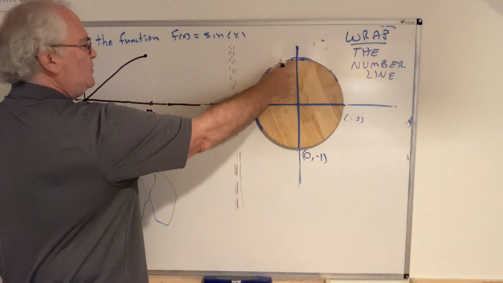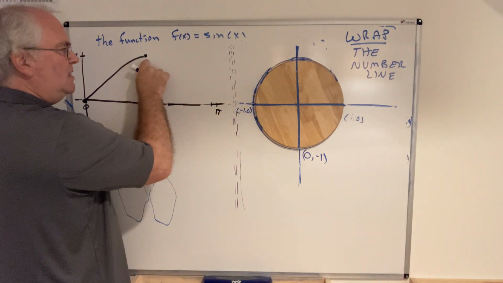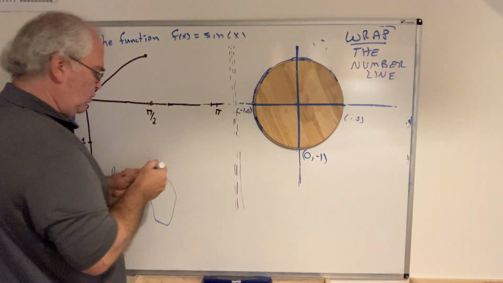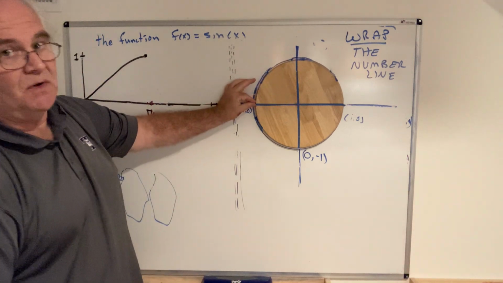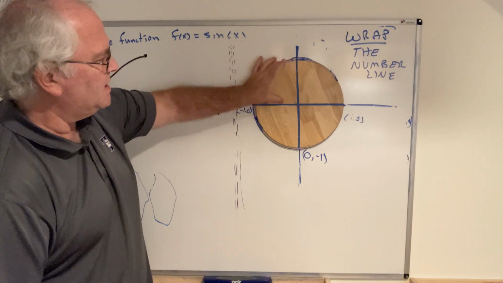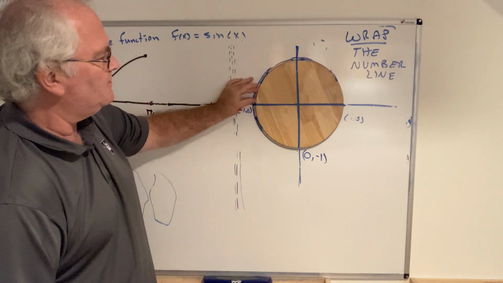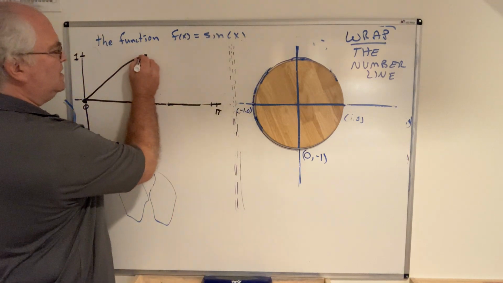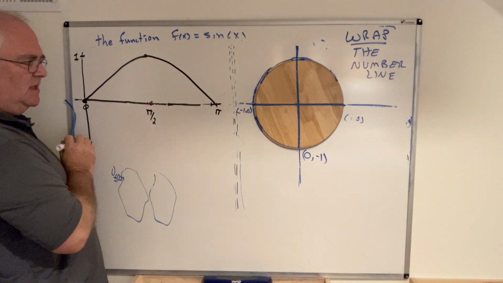But then as we sweep through the second quadrant, what happens to this value? It decreases back down. See, this y-coordinate decreases back down to 0. But it decreases in an exact mirror image to how it increased in quadrant 1. And so this decreases back down until you hit pi, it's exactly at 0.